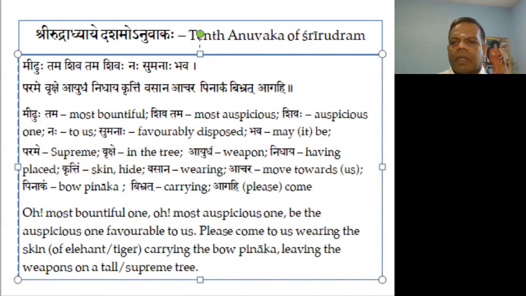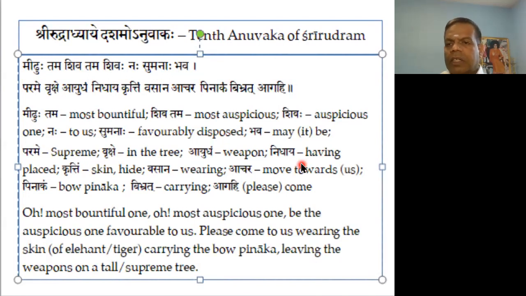Ayudham. Ayudha means weapon. Actually, Ayudha means something which comes for yuddha. That kind of meaning. A weapon which is used in war. Nidhaya. Nidhaya means to put it down. To put something down or placing something is nidhaya. So having done that, okay.